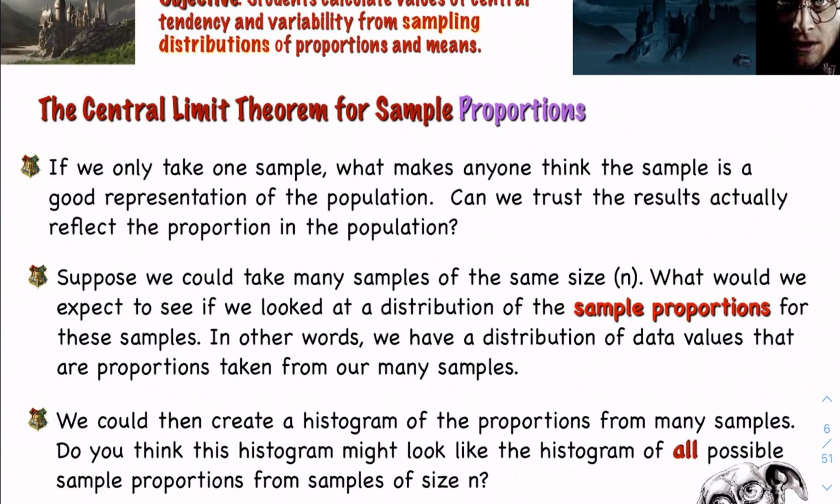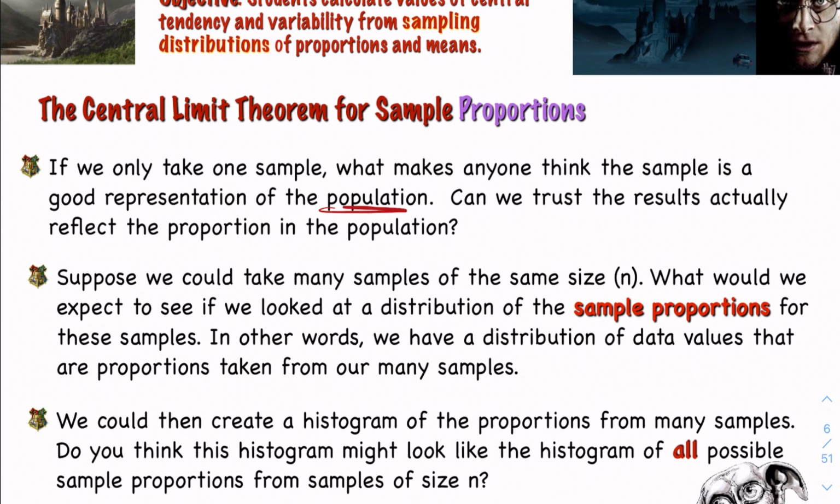So if we only take one sample, what makes anyone think that sample is a good representation of the population? Can we trust the results actually reflect the proportion of the population? So suppose you could take many samples of the same size. So maybe we ask 10 people, and then ask another 10 people, and then ask another 10 people. What would we expect to see if we looked at a distribution of the sample proportions?